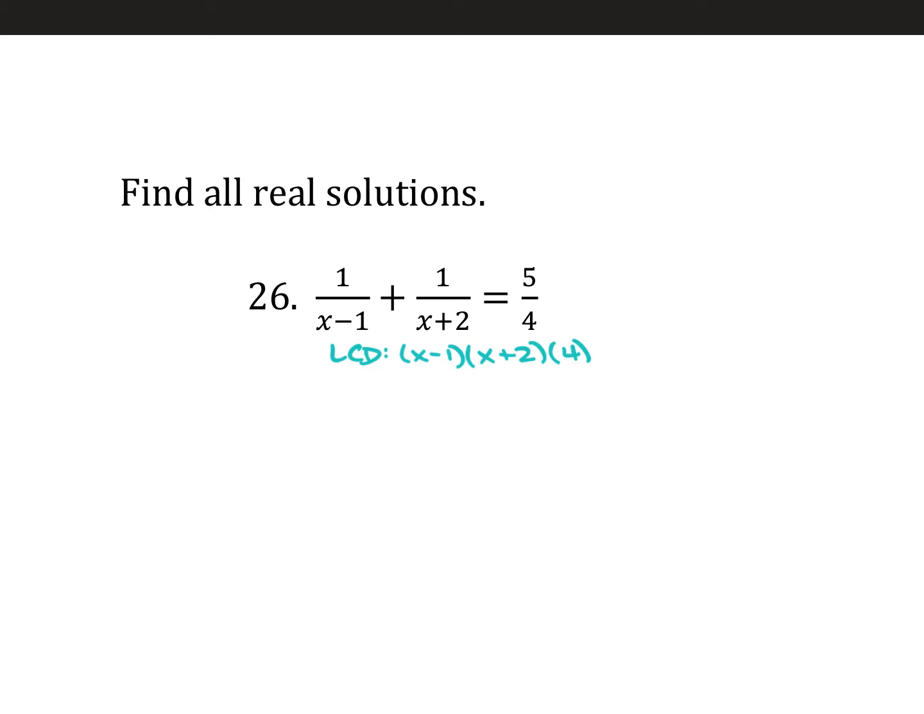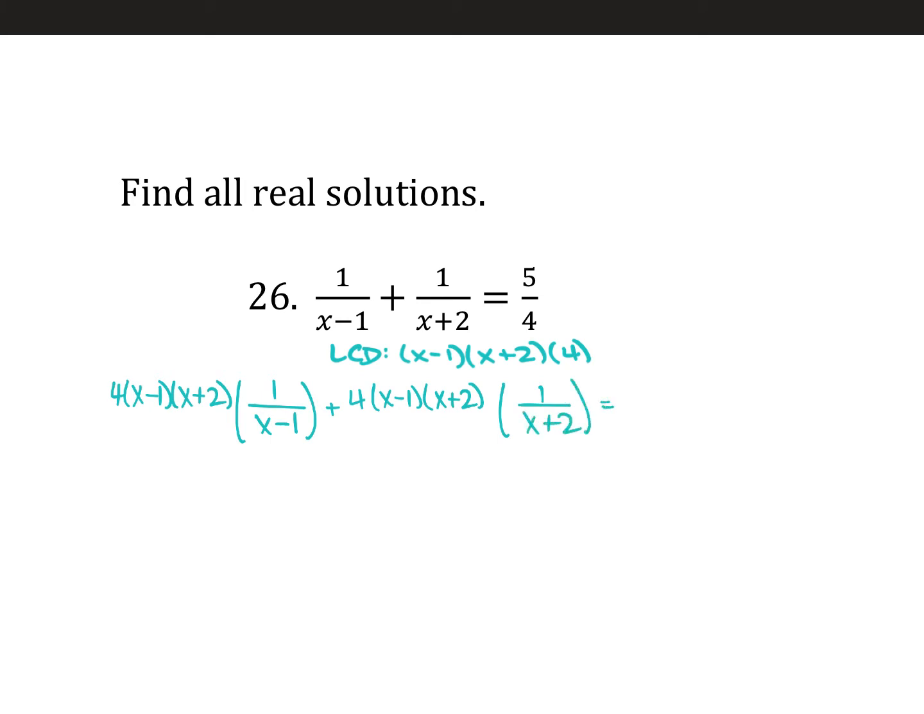So the first one, the 1 over here, let's do it this way instead. We're going to do our least common denominator, which is 4 times x minus 1 times x plus 2, multiplied by 1 over x minus 1. From here, we're going to multiply that least common denominator again, so 4 times x minus 1 times x plus 2 times that fraction, so 1 over x plus 2.